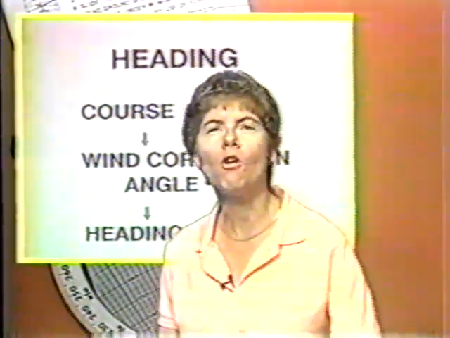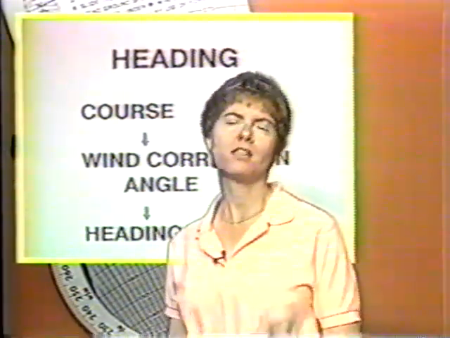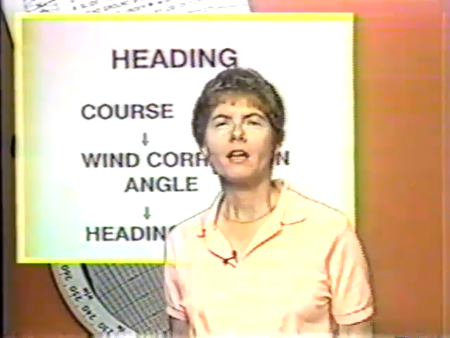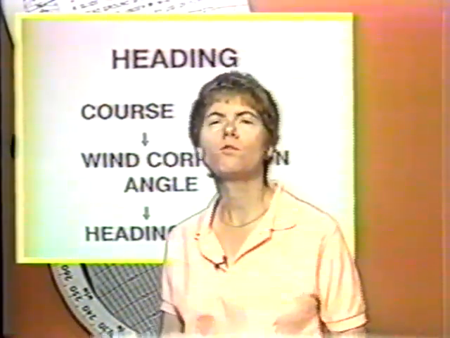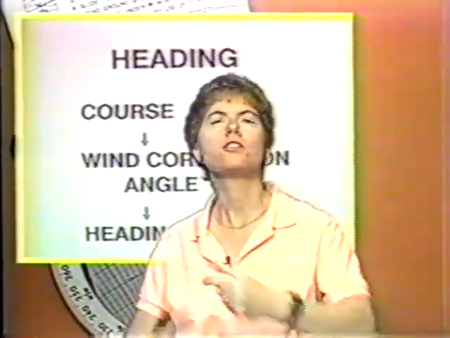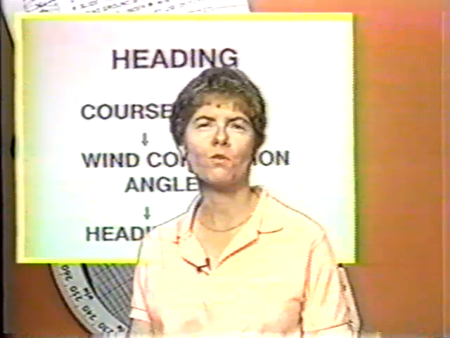Now, your wind is what gives you the difference between the course and the heading. And your wind, when you're flying, is always given to you in true direction, except for takeoff or landing. Your runways are lined up with magnetic directions, and therefore for takeoff and landing, they give you the wind relative to magnetic. But for in-flight computations, the wind is always given to you relative to true direction, and that's going to be the easiest way in general to work with things.